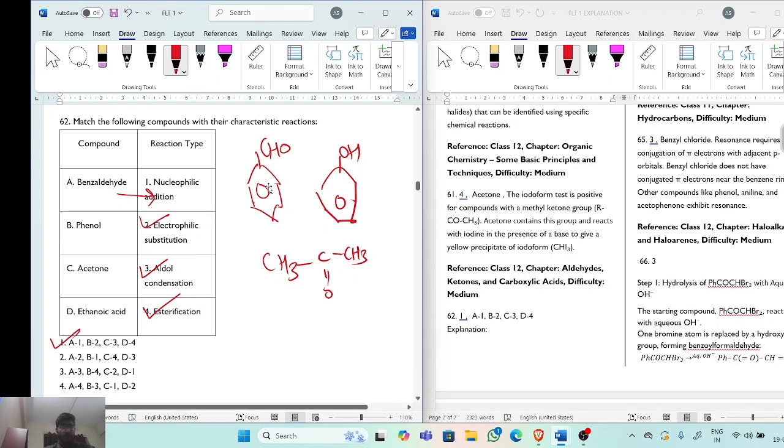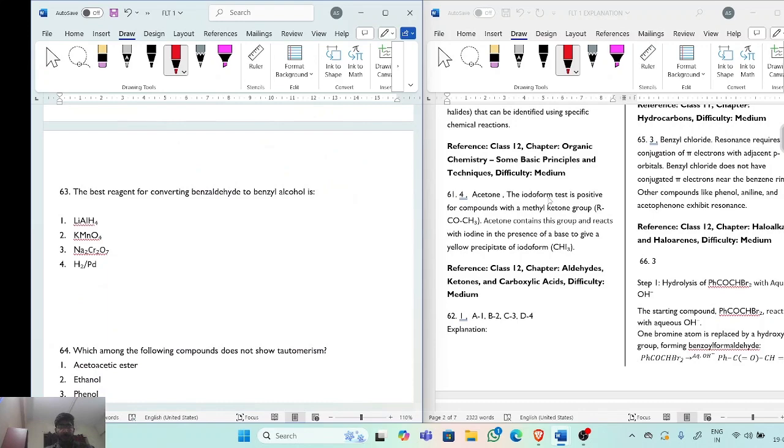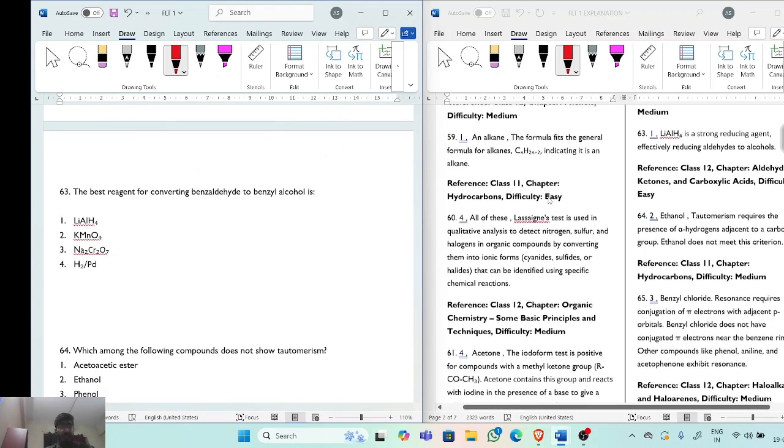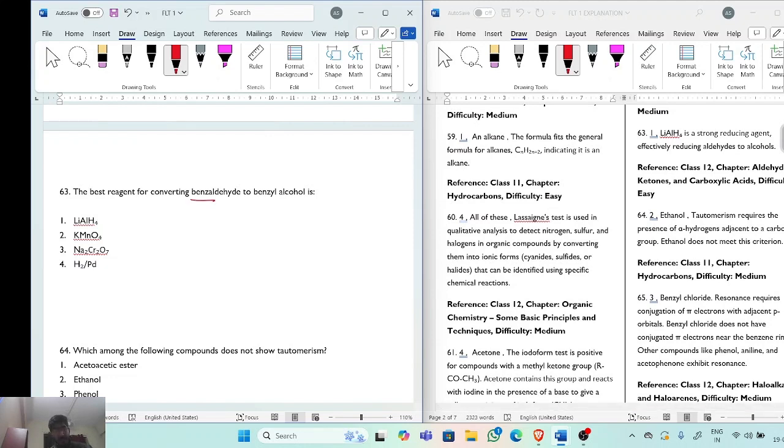Now question number 63. The best reagent for converting benzaldehyde to benzyl alcohol. We have to convert benzaldehyde to benzyl alcohol, meaning the CH2OH. This is a reduction reaction, so we need a reducing agent. Lithium aluminum hydride is a reducing agent.